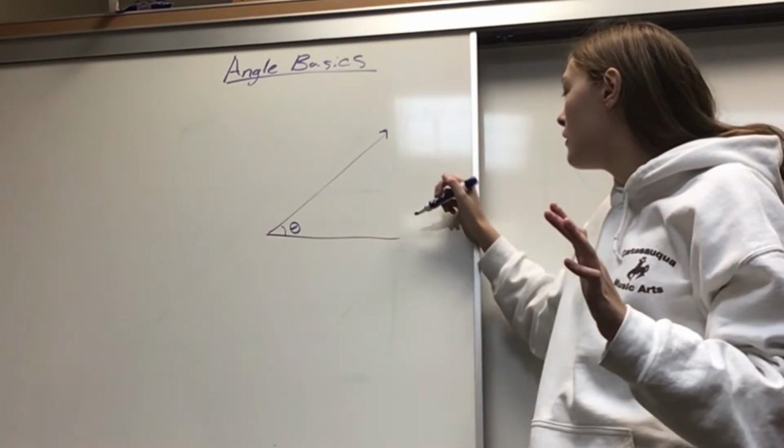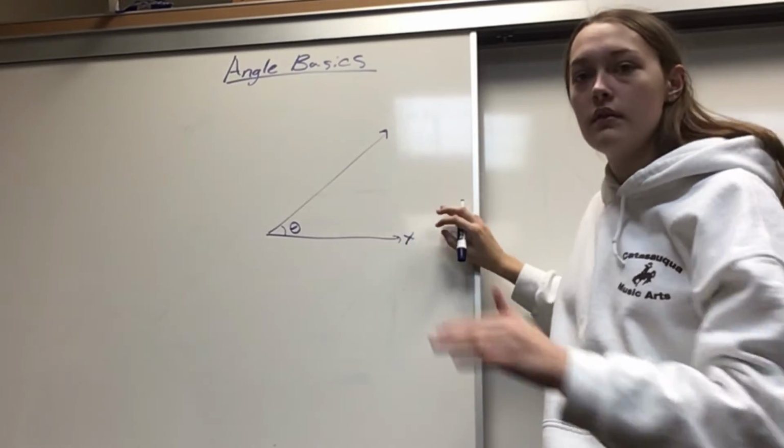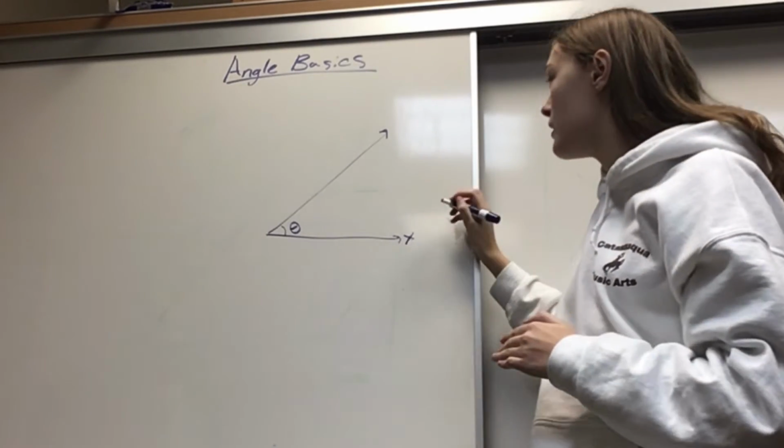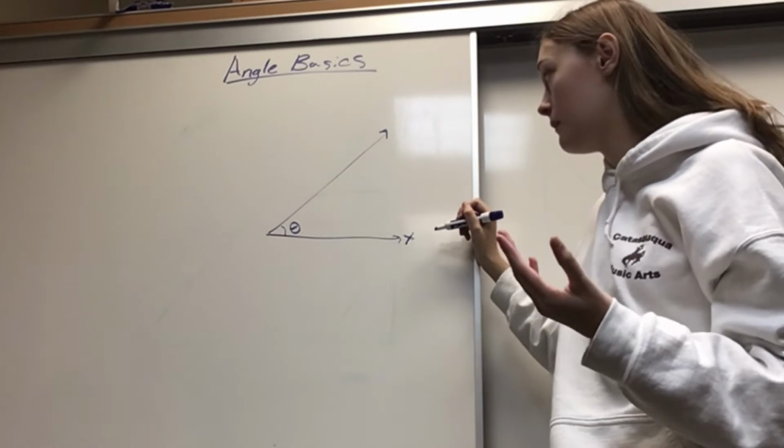This is our x-axis down here, this horizontal line. This is also known as the initial side. This is where all angles start.